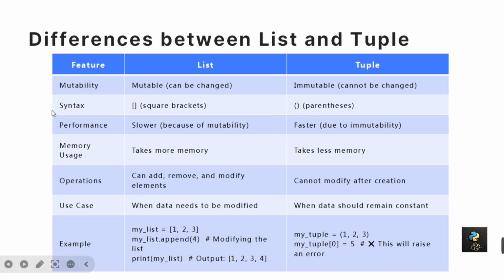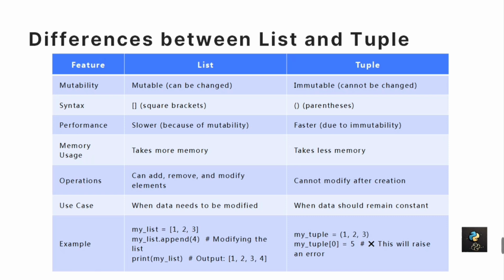Coming to performance, list is slower because of this mutable nature and tuple is faster. And when it comes to memory usage, list takes more memory, tuple takes less memory. And since list is mutable, we can perform different kinds of operations, like we can add an element, delete an element, or modify that element as well. But in tuple we cannot do all these operations.